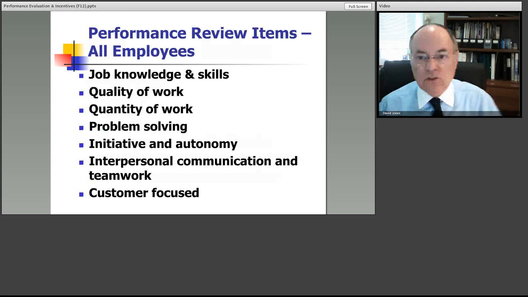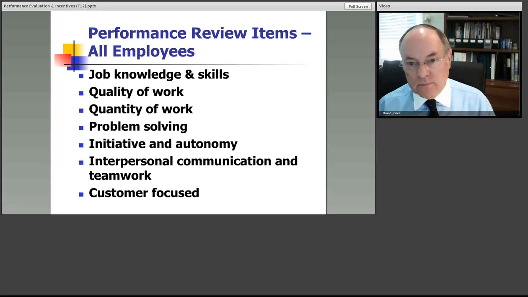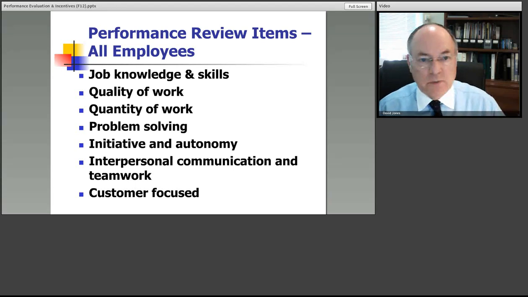First, let's look at the all-employee aspect I'm talking about, whether manager, supervisor, whatever they may be. First, job knowledge and skills. Then maybe quality of the work, and then quantity, their problem-solving abilities, how do they handle guest complaints, initiative and autonomy, can we leave them alone, how are they doing on empowerment, interpersonal communication and teamwork with their fellow members, and maybe customer-focused. Okay, so if we think about that from all of those perspectives, any employee working in a service industry, working in a hotel or restaurant, tourism attraction, whatever it might be, is going to have these various responsibilities that we can measure.